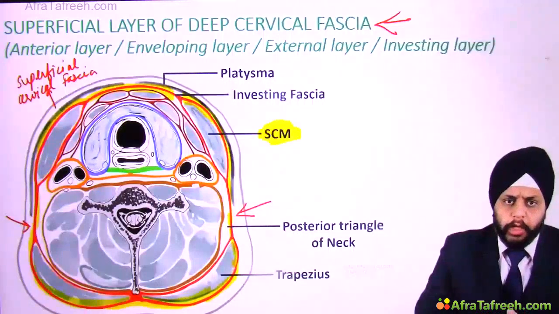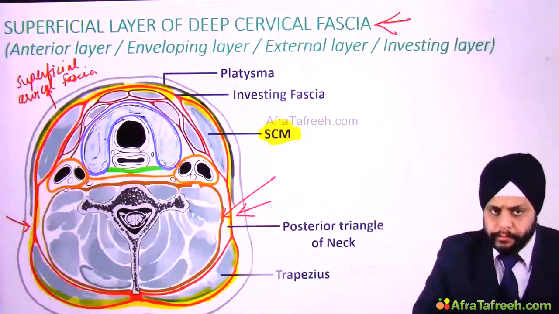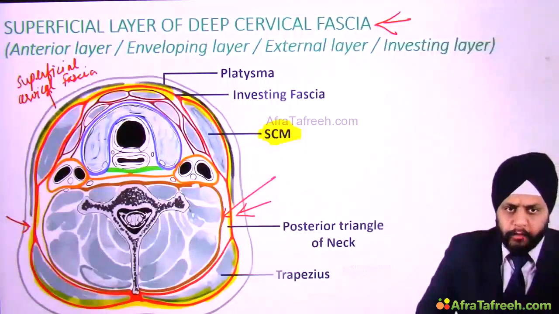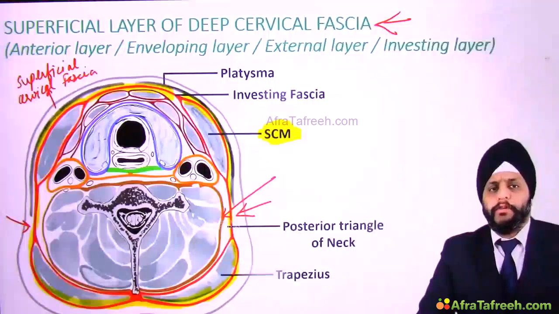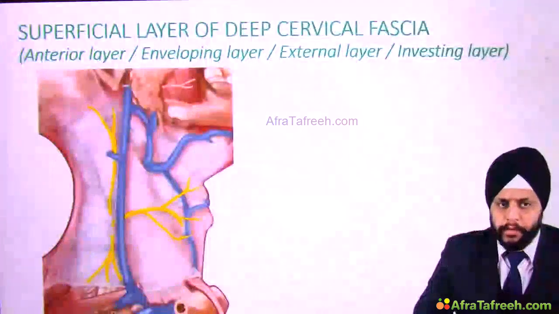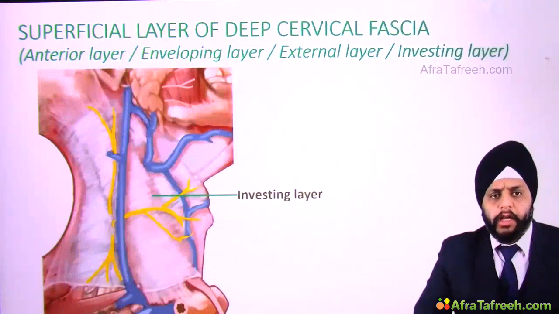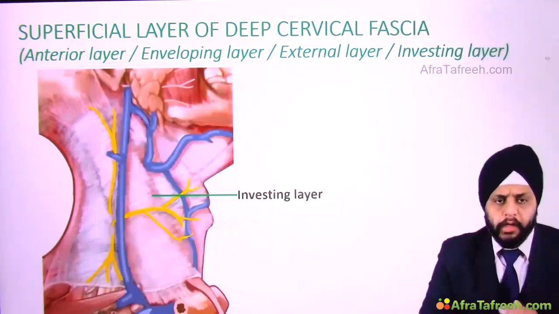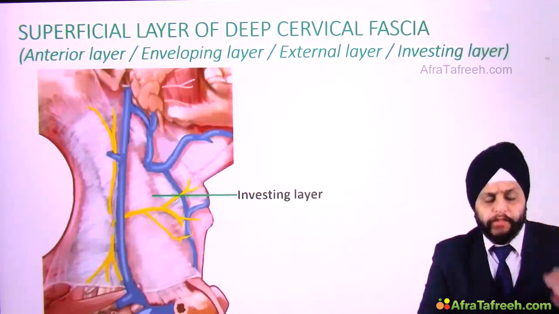The floor is formed by another fascia that we will discuss later. But remember, the roof is formed by the superficial layer of deep cervical fascia, also known as the investing layer. You can see this is in the subplatysmal plane, and we do the dissection in this plane.